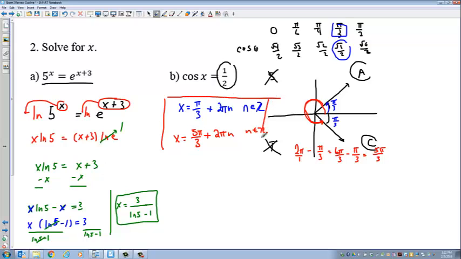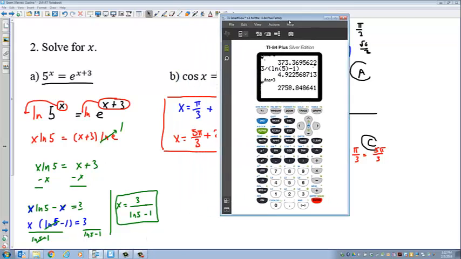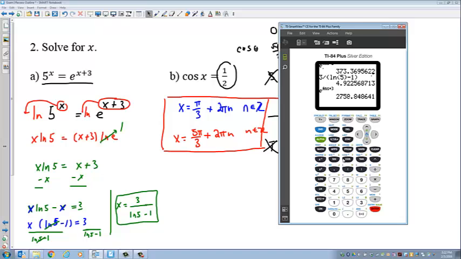And so that's my answer for this one. Again, you can check your work simply by using your calculator. If you take the cosine of pi divided by 3, hopefully I get back 1/2. If I don't, I did something wrong. I do, so I'm okay.